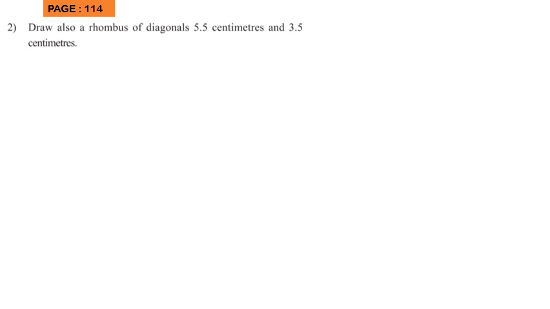Question number 2. Draw also a rhombus of diagonals 5.5 centimeter and 3.5 centimeters. See children, it is difficult to measure half of 3.5 centimeter, that is 1.75 centimeter, using a scale. In such cases we use a rectangle to draw the rhombus. Okay, let's start. First, let us draw a rectangle of sides 5.5 centimeter and 3.5 centimeter.